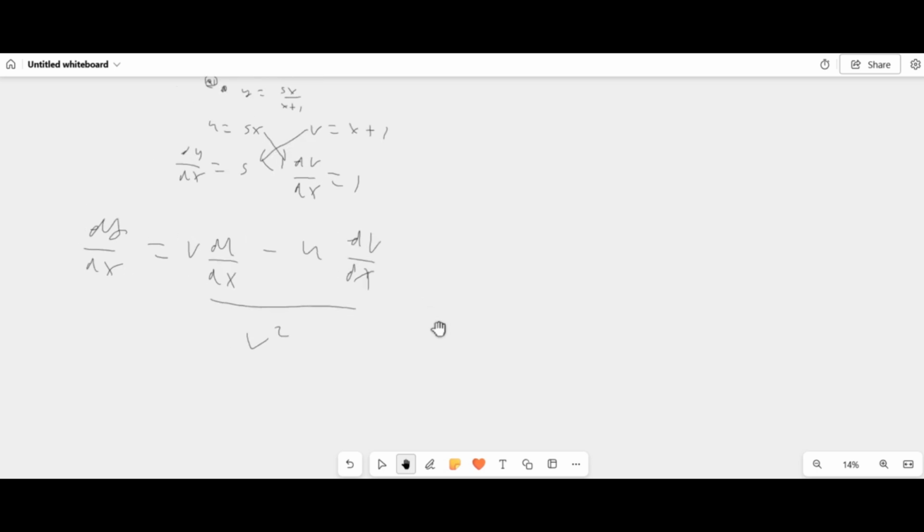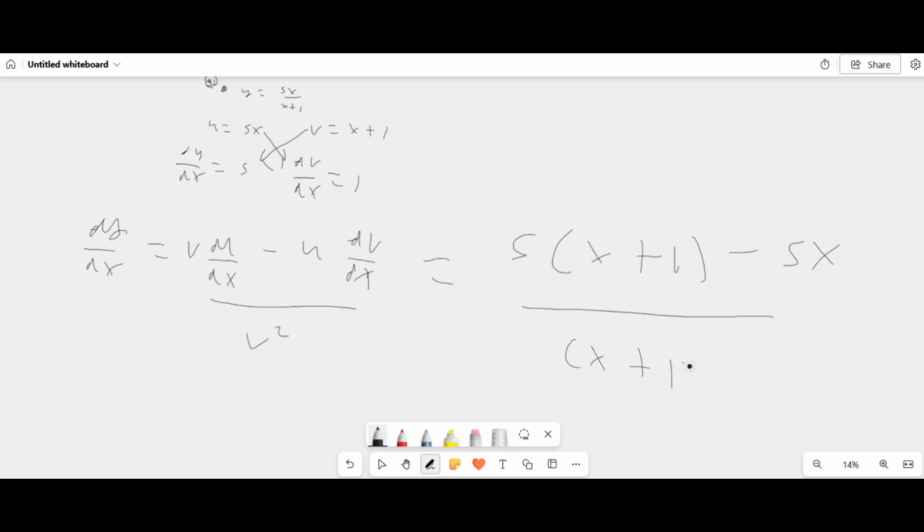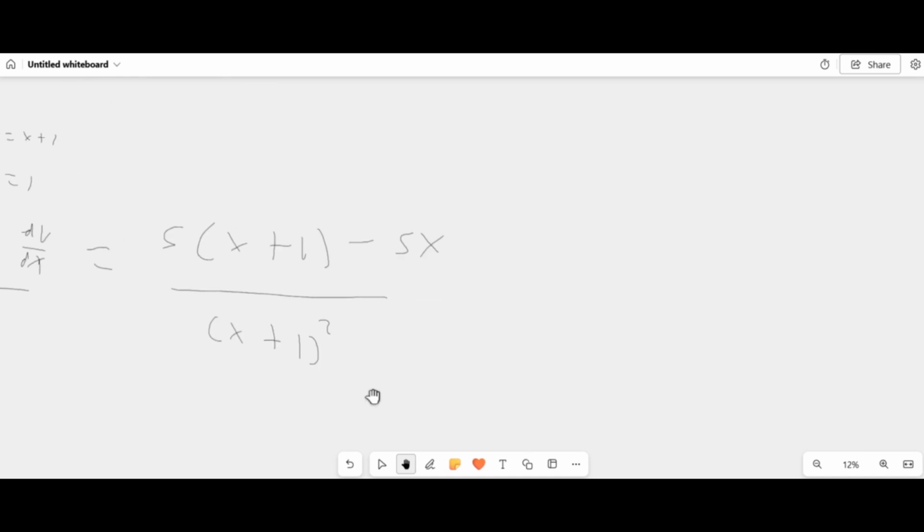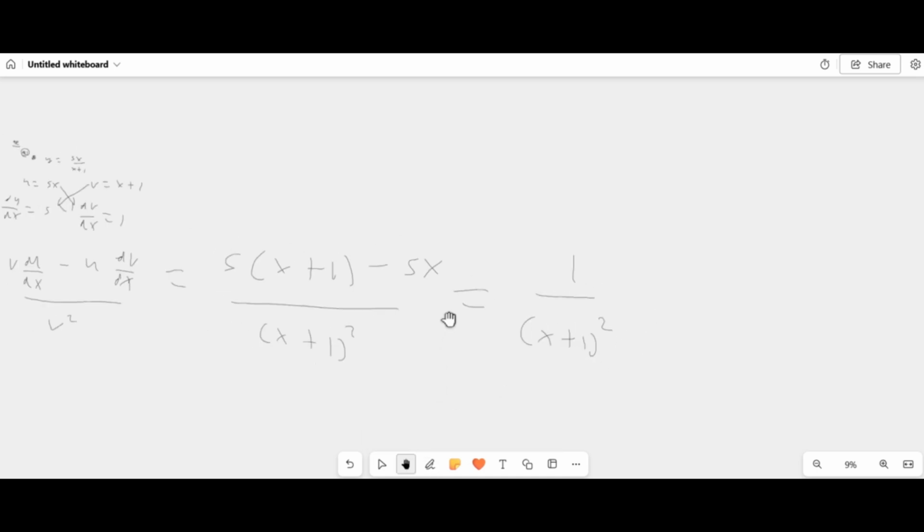Alright, calm. So let's do that then. We've got v times du, which is just x plus 1 times 5, so 5 times x plus 1, minus u times dv. So u is 5x, 5x times 1 is 5x, over v squared, so x plus 1 squared, yeah? And obviously simplify this. 5 times x is 5x, 5 times plus 1 is 5, 5x minus 5x is nothing, so it's just 5 over x plus 1 squared, yeah? Alright, calm.